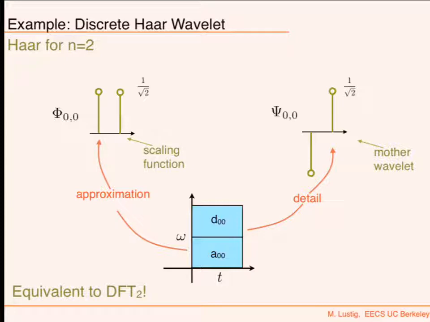So here's an example. Let's look at the discrete Haar wavelet for n equal 2. Let's say we have a signal of size n equal 2. The mother wavelet looks like this. The father wavelet, or the scaling function, or the approximation, looks like this. So this is psi 0,0 and phi 0,0. The reason that it's only 0,0 is because our signal is of size 2, so we can only decompose it once.